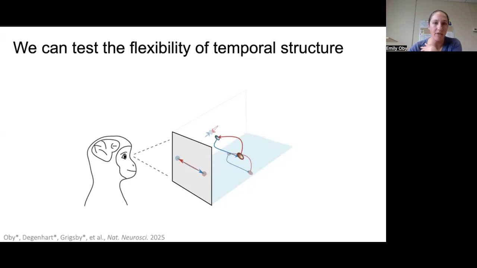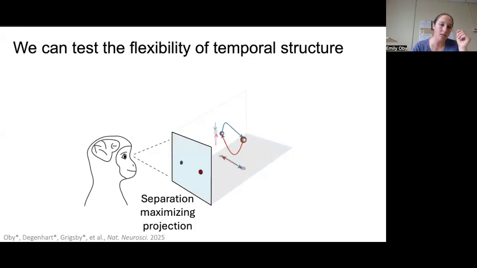So instead of having the monkey perform the BCI task using feedback in the intuitive projection as depicted here, we're essentially going to rotate our high dimensional space so that now the monkey sees his neural activity in the separation maximizing projection. So in this experiment, we're essentially giving him visual feedback of his neural activity in this projection where we observe this strong direction-dependent trajectory curvature. And now we can ask if that structure is flexible or obligatory.